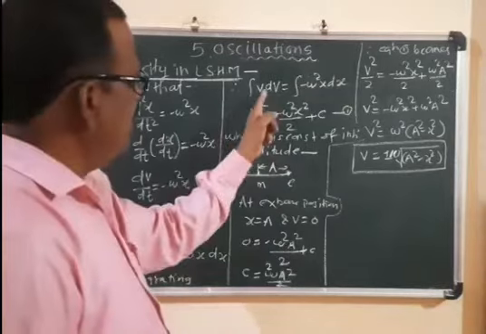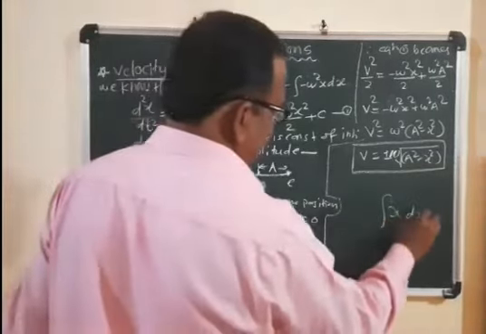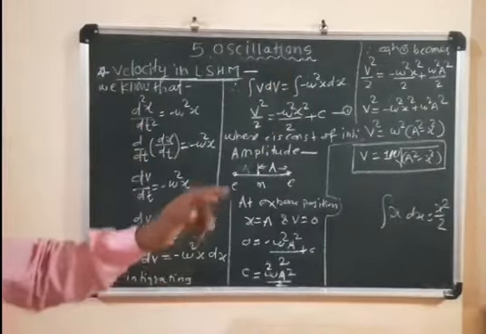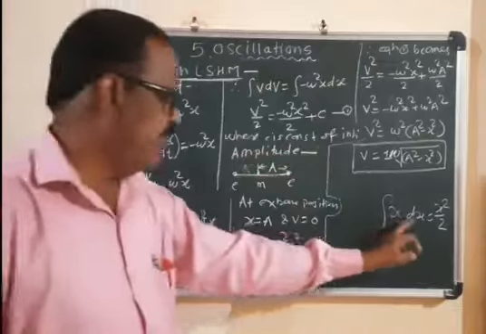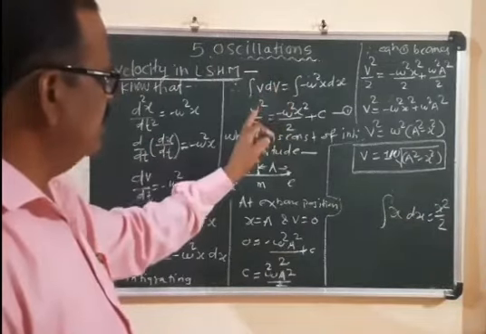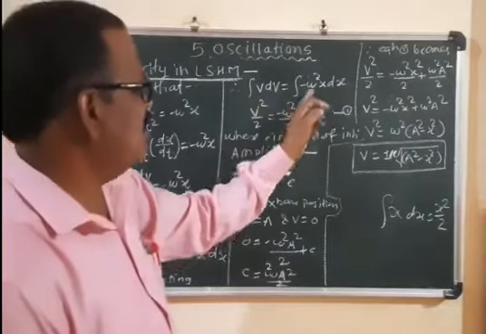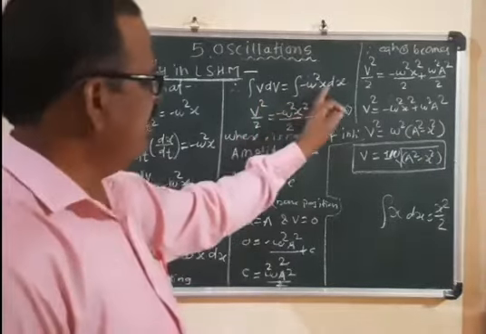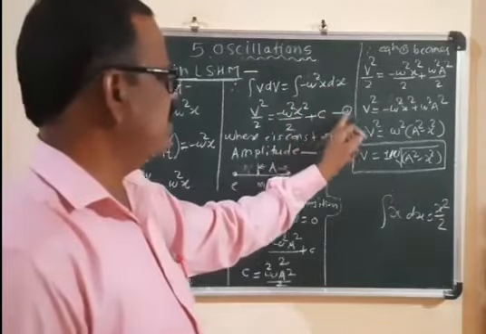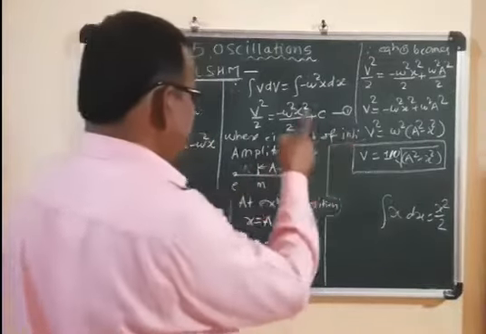Therefore, the integration formula: integration of x dx = x square divided by 2 plus constant of integration. Using this formula, integration of v dv = v square divided by 2, and minus omega square, which is a constant, taken outside, integration of x dx = x square divided by 2 plus c, where c is the constant of integration.